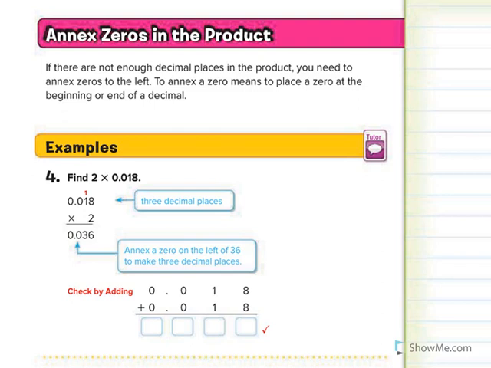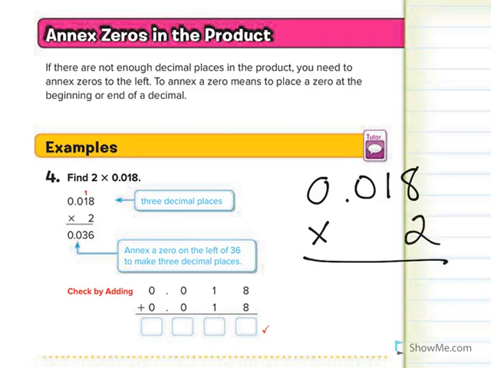So let's look at example 4. And actually, they've already done it there, so it's a little hard to see how they've annexed the zeros. So we're going to do it over here to the side. It asks us to find 2 times 18 thousandths. So I take my number 18 thousandths, because that is the most amount of digits, and write that first. I can just change the order. Okay, times 2, align it to the right.